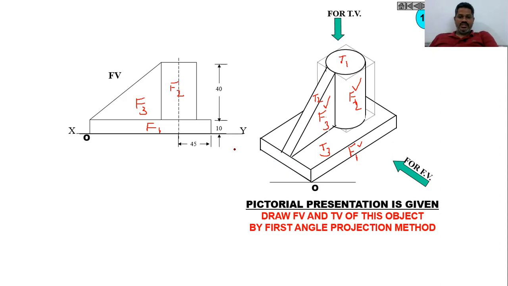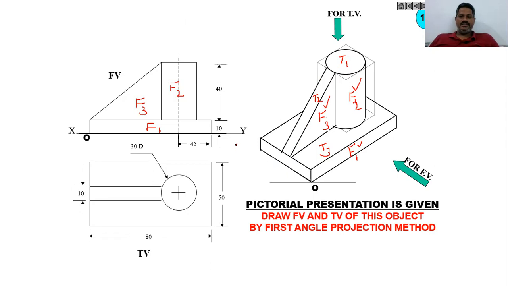Now let me move further to see how the top view looks like. Yes, as I said just now, you will get one rectangle shape, and exactly this is our face surface T3. Then this is T1, and T2 is connecting T1 and T3 like this. That means this T2 represents the web of the component which connects the cylindrical block and the rectangular block.